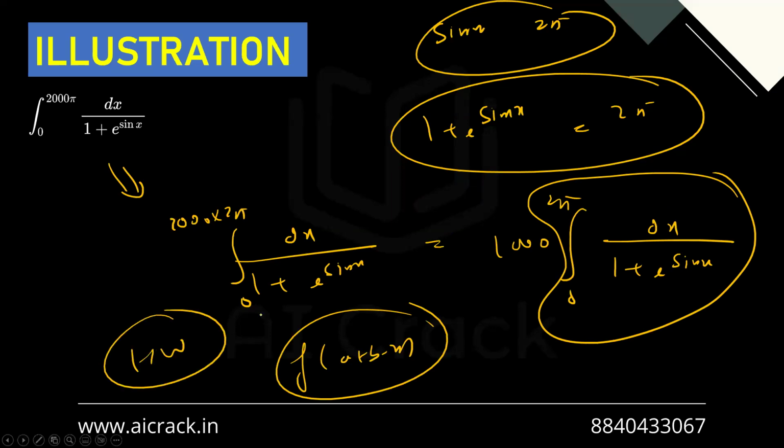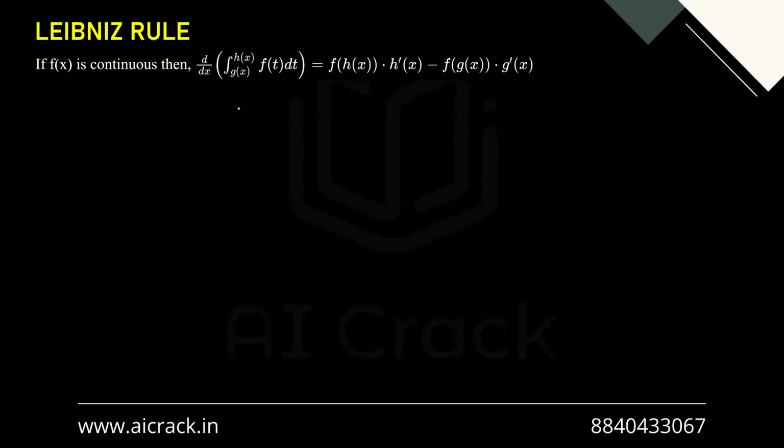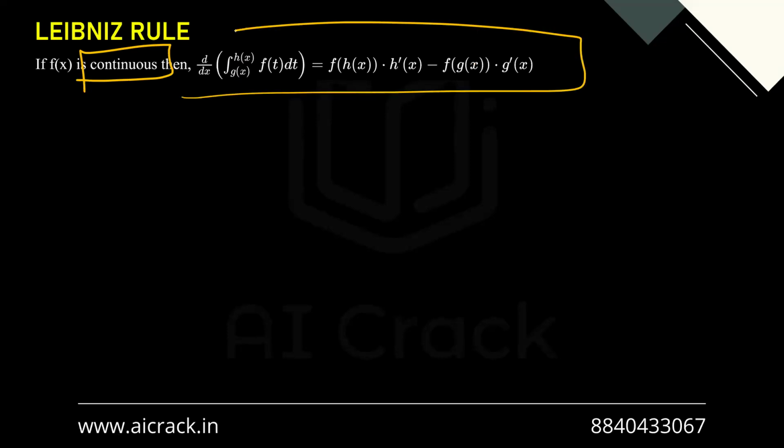Okay. And now let's talk about Leibniz rule. If the function is continuous, that is the most important keyword over here. If the function is continuous, then only d by dx of the integral from g(x) to h(x) of f(t) dt equals f(h(x)) times h'(x) minus f(g(x)) times g'(x). That's a very simple formula you have to remember. We won't be deriving this formula. You just have to remember it. But the most important thing over here is the function should be continuous. f(x) should be continuous. That is the most important point, right?